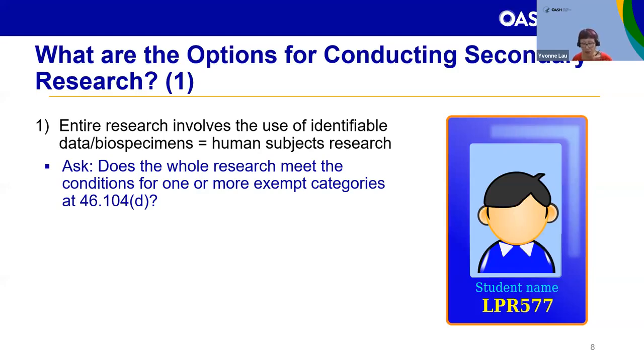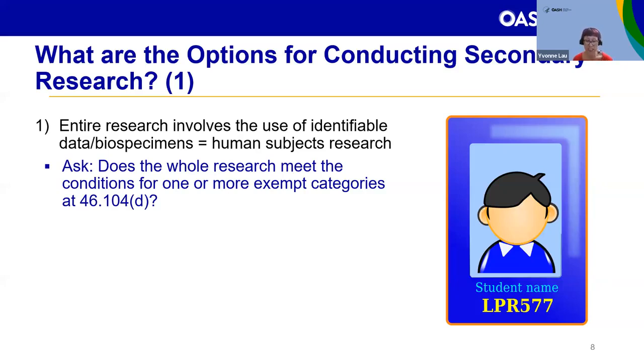So it can be human subjects research, but it may also meet one of the 8 exempt categories. Now, for secondary human subjects research in the common rule, the typical exempt category that may be applicable would be exempt category 4. That is the most typical one. Exempt categories 7 and 8 are also catered specifically for secondary research, but there may be other exempt categories that might work, right? So you want to take a look.